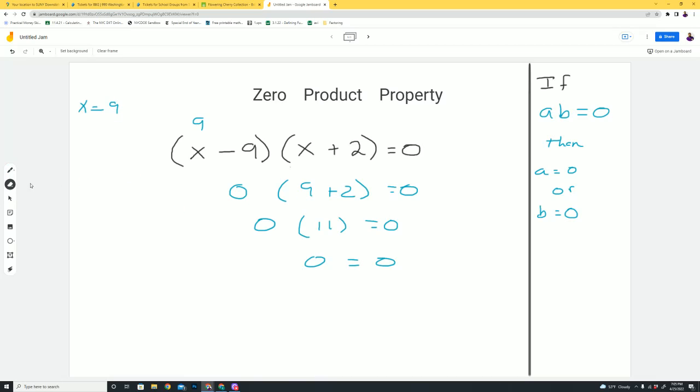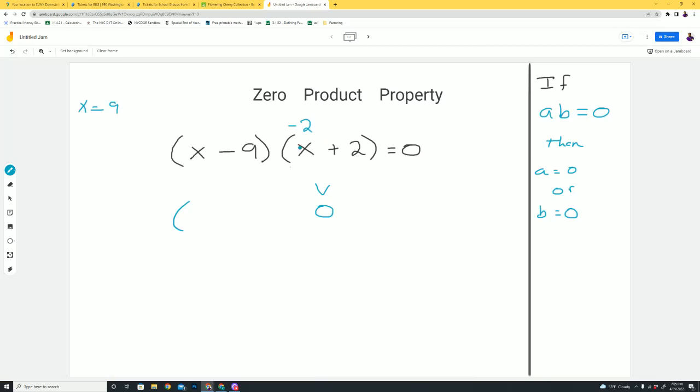What else about this could be true in order to make this statement true? x could also be negative 2, because negative 2 plus 2 is 0. And then if x is negative 2 minus 9, here we have negative 11 times 0 equals 0, and anything times 0 is 0. So x could also equal negative 2. Now here we see two possibilities for x.